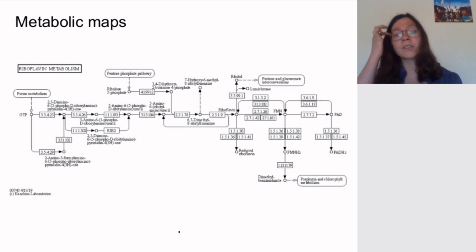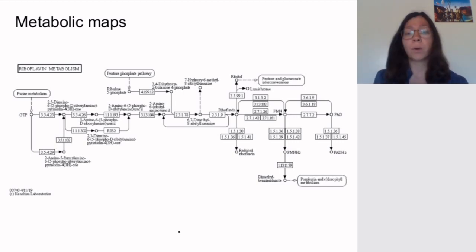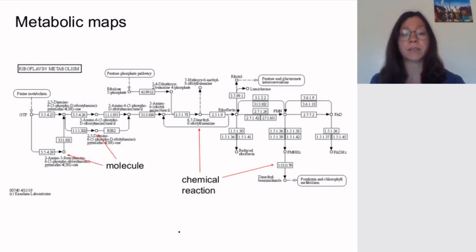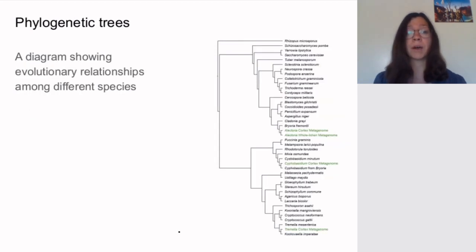And here you see another directed graph where every vertex represents a molecule and every arrow, or every edge, is a chemical reaction. So you see how within a cell different molecules are transformed one into another with the aid of some proteins. So this is example number one. Example number two are phylogenetic trees.